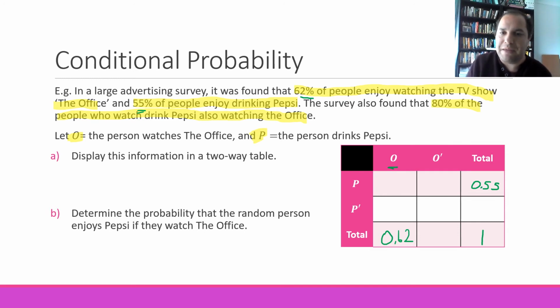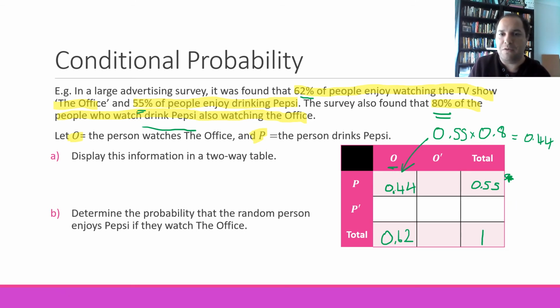Now, from here, we're also told that 80% of the people who drink Pepsi also watch The Office. So we've got our value here, 55% of people enjoy Pepsi, 80% of those also watch The Office. So to calculate this value here, people who watch The Office and who like Pepsi, we need to find 80% of 55%, which actually equals 0.44. Now from here we can just use some subtraction to help finish filling out our two-way table.